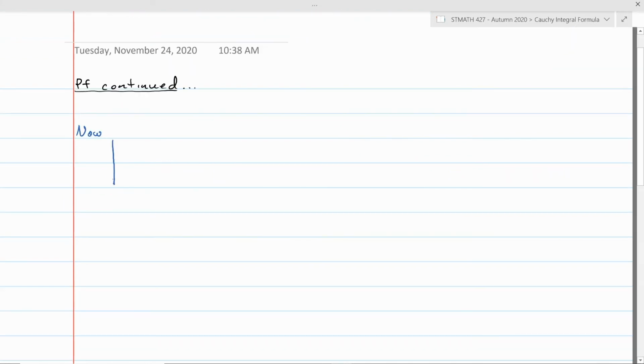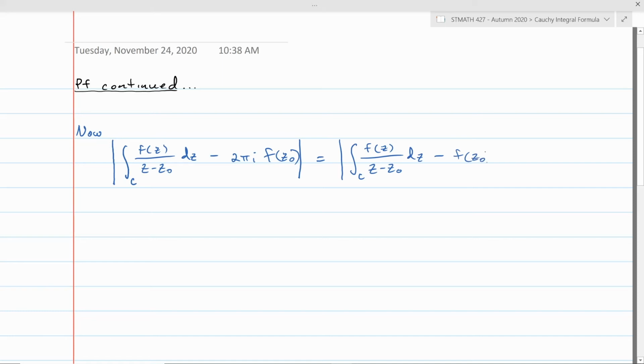So now the modulus of the integral around C of f of z over z minus z naught dz minus 2 pi i f of z naught is the same thing as the modulus of the integral around C of f of z over z minus z naught dz minus f of z naught, and then that 2 pi i I'm going to replace with that integral around C rho of 1 over z minus z naught dz. And like I said, we'll combine that difference of integrals into one integral. Notice that f of z naught in front of that integral, you could pull inside the integral because it's a constant. And then I could push that into one integral.